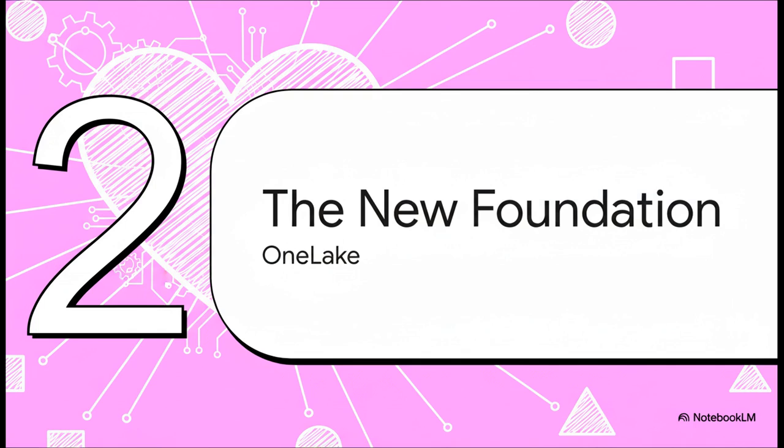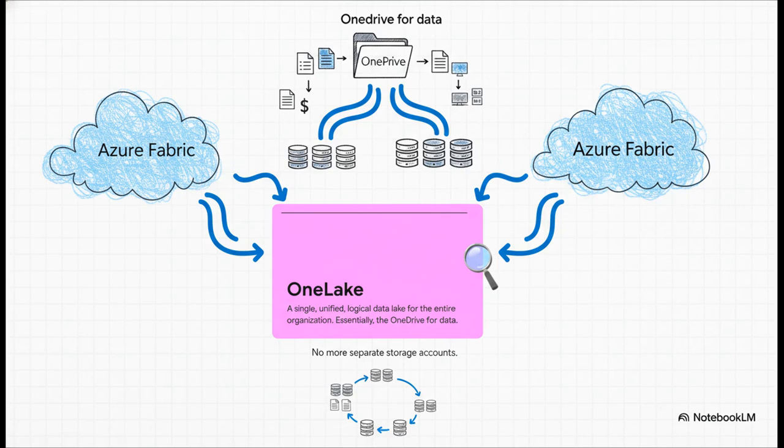Well, it all starts with a brand new and frankly revolutionary foundation called OneLake. This is the absolute heart of the entire system. The idea here is just brilliantly simple. Microsoft calls OneLake the OneDrive for data, and that's exactly what it is. Just like OneDrive gives your whole company one place for all its documents, OneLake gives you a single, unified, logical data lake for all of your data. No more separate storage for different departments or projects. It's all in one place.